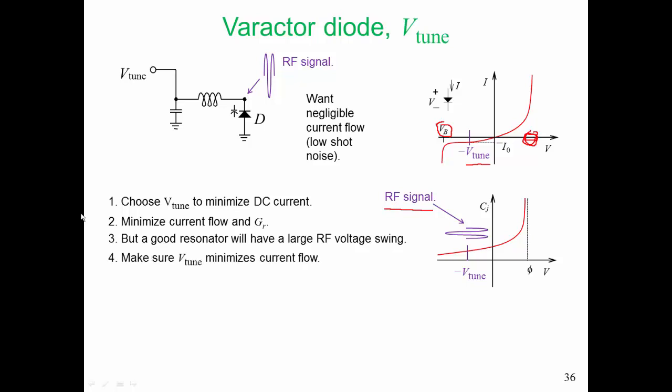So we're minimizing current flow, but what do we do if the RF voltage swing is too large? Recall that what we want is the derivative of BD with respect to voltage being approximately equal to 0. So let's address what we're going to do if the RF voltage swing is very large, because in fact if we have a good resonator network there will be very little loss, and if there's very little loss there will be a large RF voltage.